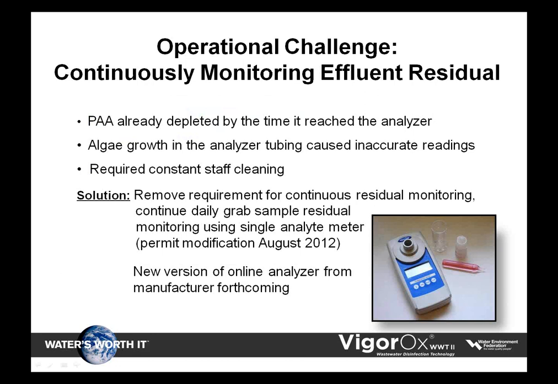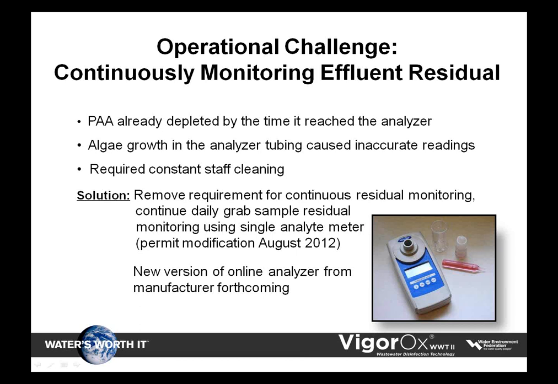Another operational challenge was continuously monitoring our effluent residual. So the requirement of our permit to continuously monitor our effluent residual was a challenge. As I mentioned before, we did have an analyzer installed at the effluent. The problem was that the PAA was already depleted by the time it reached the analyzer, and algae growth in the analyzer and in the tubing required constant staff cleaning, typically 2 to 3 times a day. And even cleaning that much, we were unable to keep the growth from reappearing.